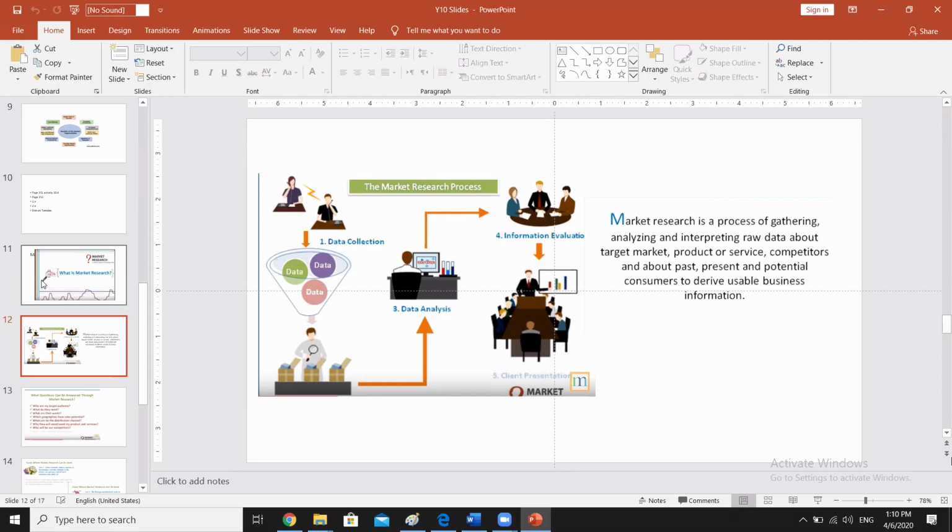Usually for big businesses, when they want to be really successful, they might be willing to spend millions of dollars to have accurate data about how their business is going to be in the future. So it's a process of gathering, analyzing, and interpreting data about a market. It could be about the market itself. It could be about the product.